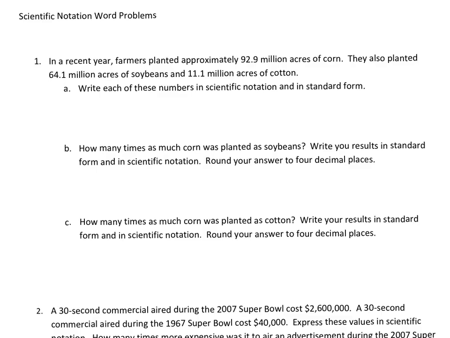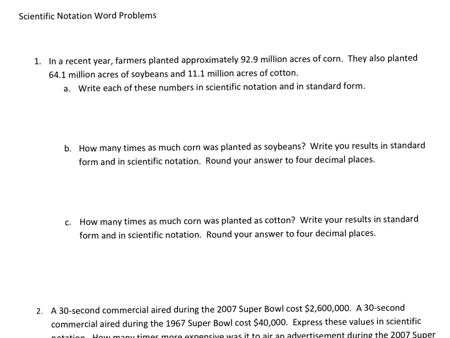In a recent year, farmers planted approximately 92.9 million acres of corn. They also planted 64.1 million acres of soybeans and 11.1 million acres of cotton. Part A, write each of these numbers in scientific notation and in standard form. Let's take a look first at writing corn in scientific notation and standard form.